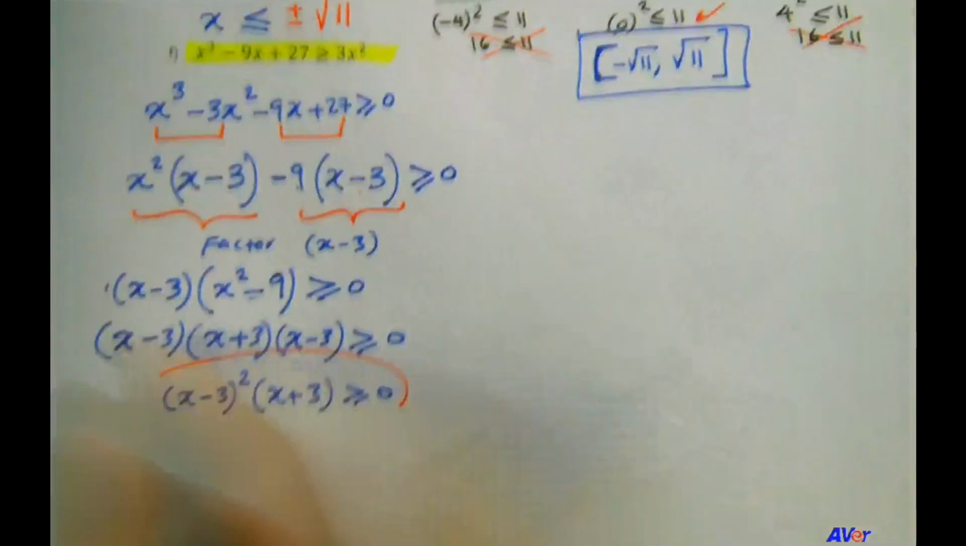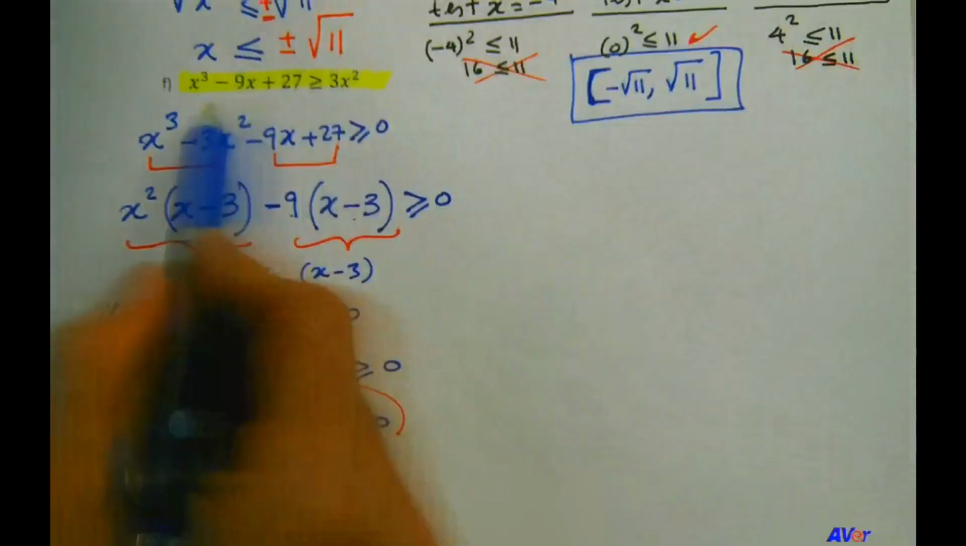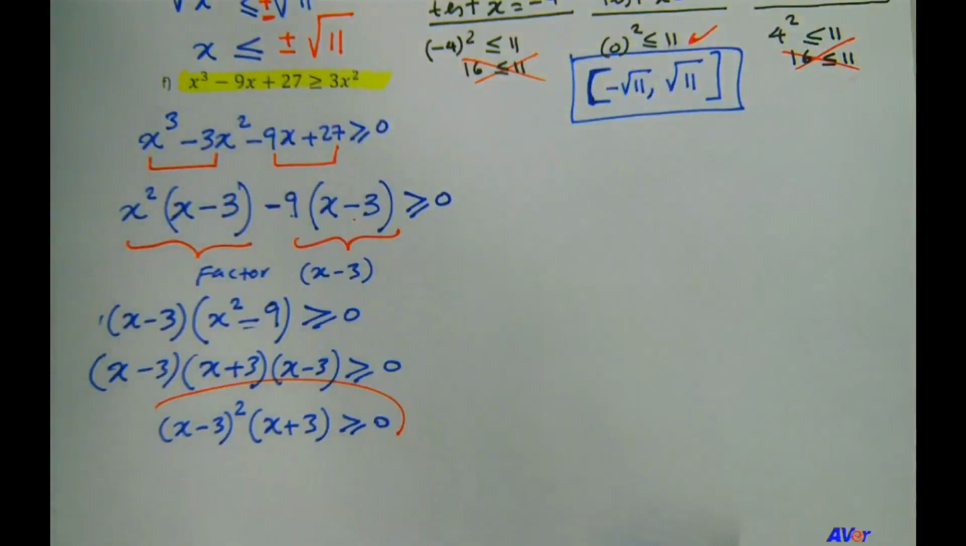All right, so now that we have that expression in fully factored form, let's find the critical values, i.e. the boundary solutions. All right, let's do that.